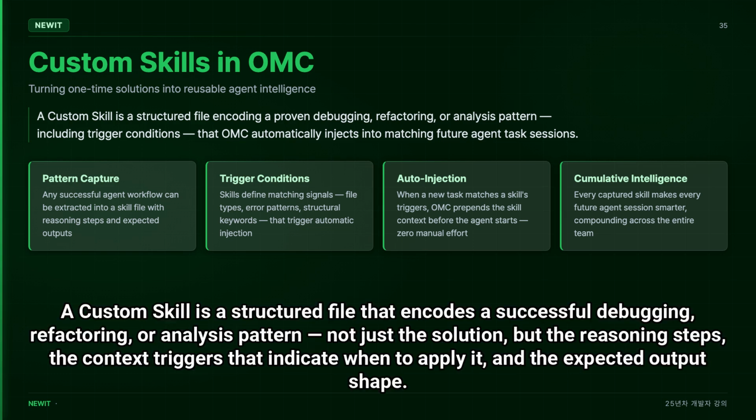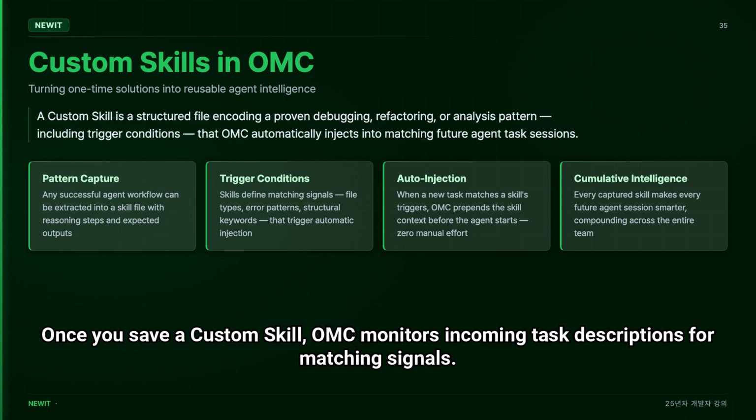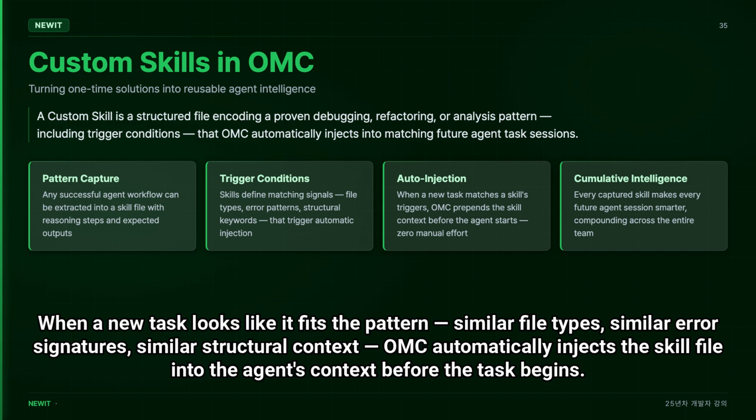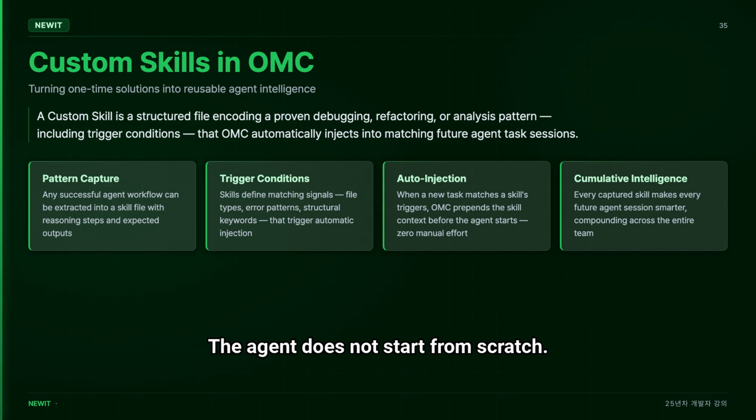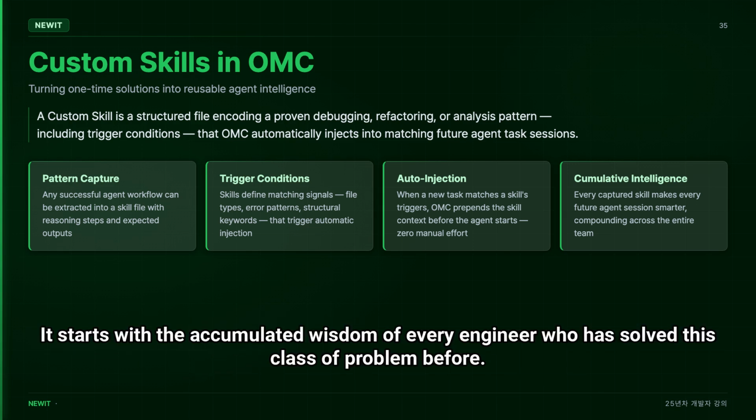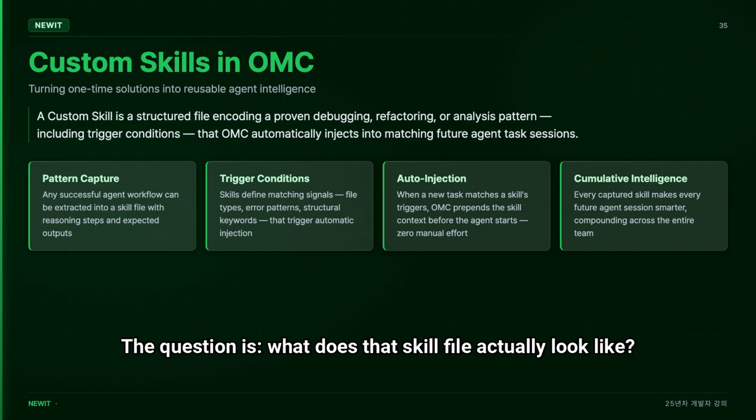A custom skill is a structured file that encodes a successful debugging, refactoring, or analysis pattern, not just the solution, but the reasoning steps, the context triggers that indicate when to apply it, and the expected output shape. Once you save a custom skill, OMC monitors incoming task descriptions for matching signals. When a new task looks like it fits the pattern, with similar file types, similar error signatures, similar structural context, OMC automatically loads the skill file into the agent's context before the task begins. The agent does not start from scratch. It starts with the accumulated wisdom of every engineer who has solved this class of problem before. The question is, what does that skill file actually look like?